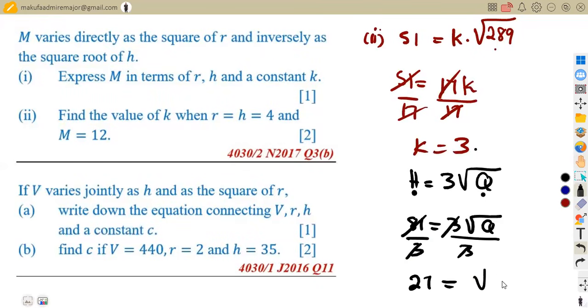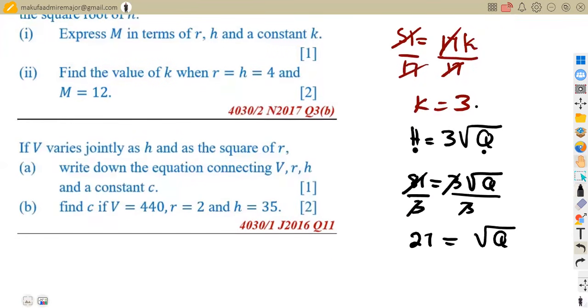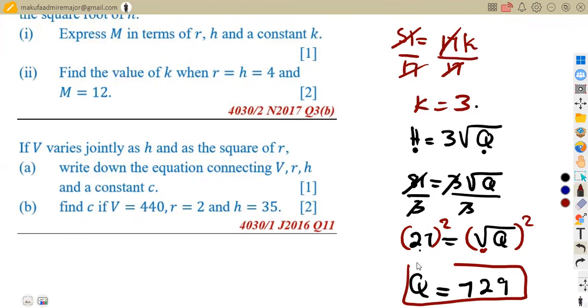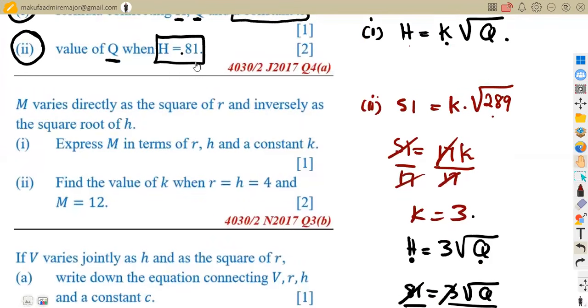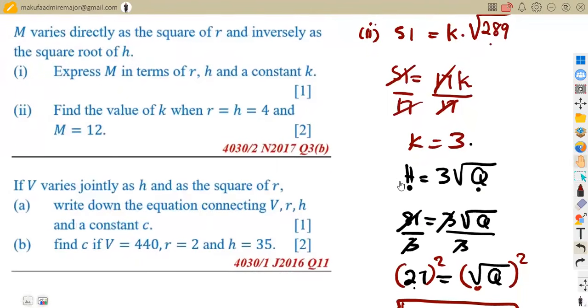27 is equal to the square root of q. Remember how to remove the square root, just like the previous part. We said to remove the square root, we square. So we are going to square both sides. The moment we square both sides, we are removing this square root on q. So we are going to be left with q as 27 squared, which is 27 times 27, which is going to give us 729 in this case. So that is the value of q which corresponds if h is 81. That is how you answer this question.